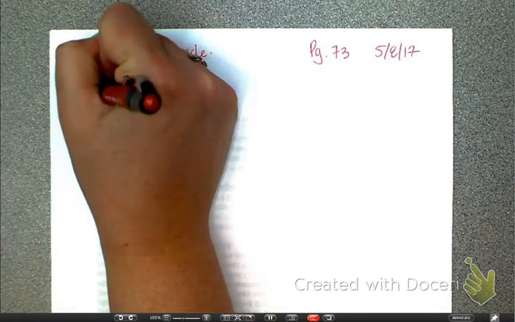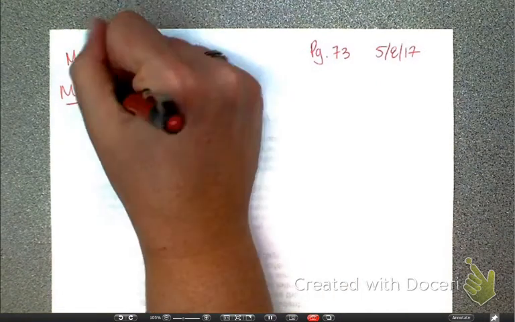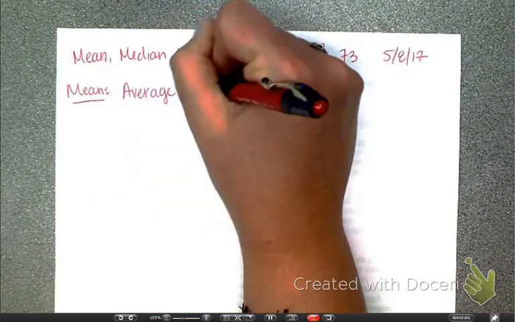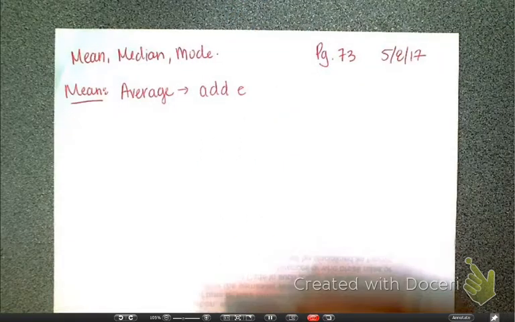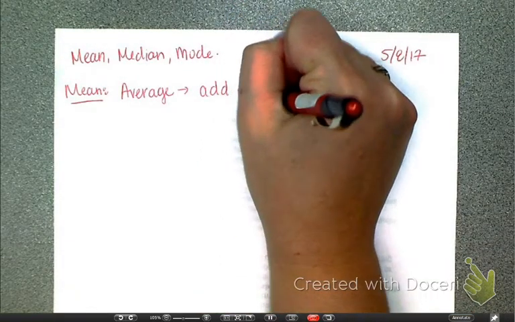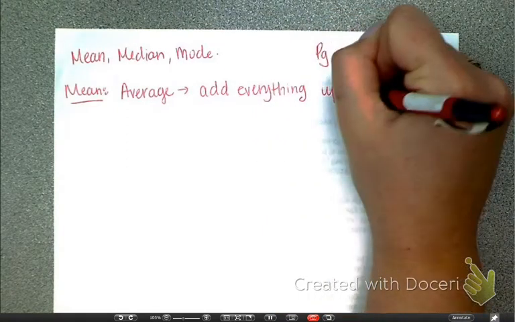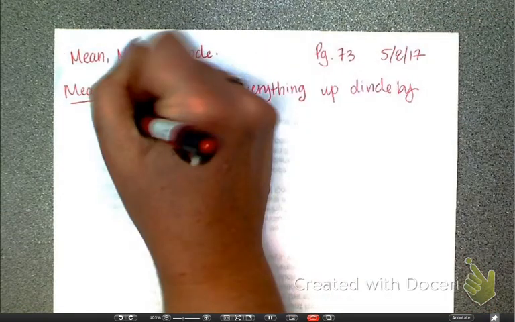Can someone tell me what the mean is? The average, okay. So this is where we add everything up. It's the one that people would consider hard because it involves the most work. So you add everything up and divide by the total number of elements.